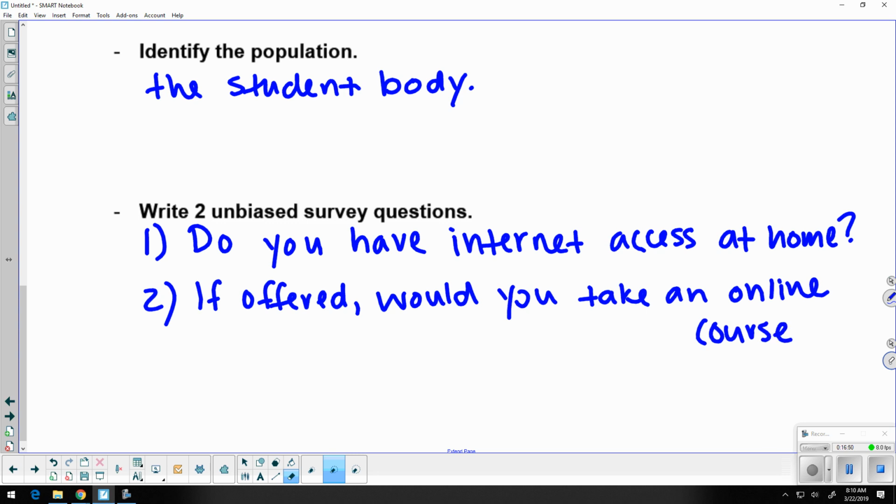Okay, so again, just very quick, to the point, concise, just getting general information. Maybe you'd even want to ask questions about, what type of courses would you like to have online? Or what type of courses would you like to have access to if you had an online course? I would still constitute that as being an unbiased question.